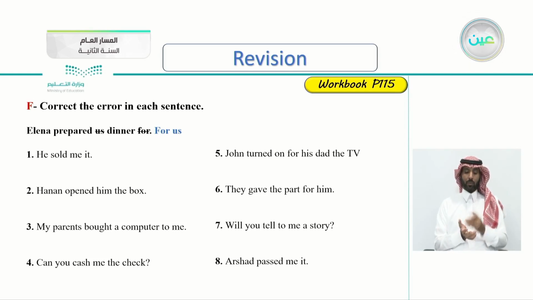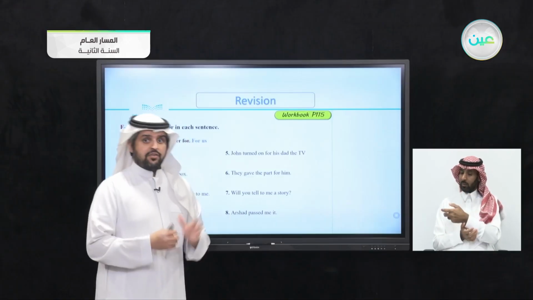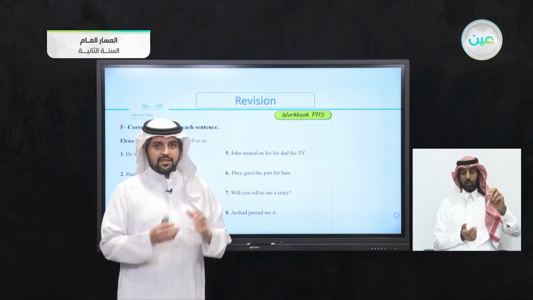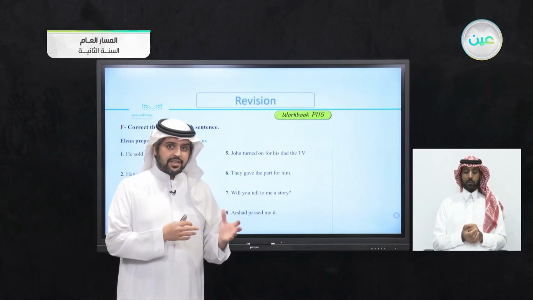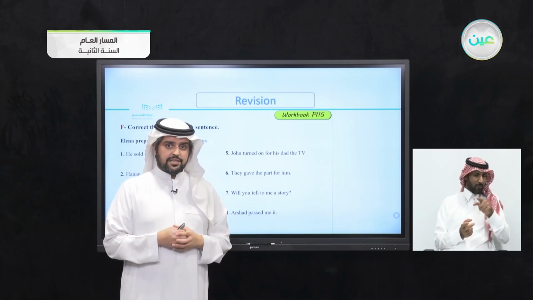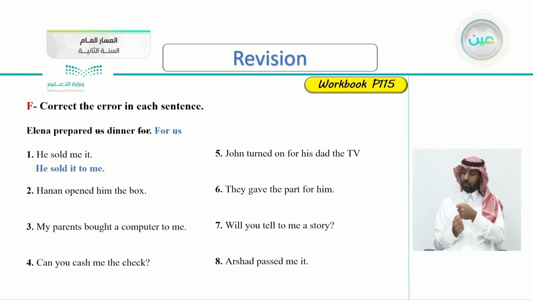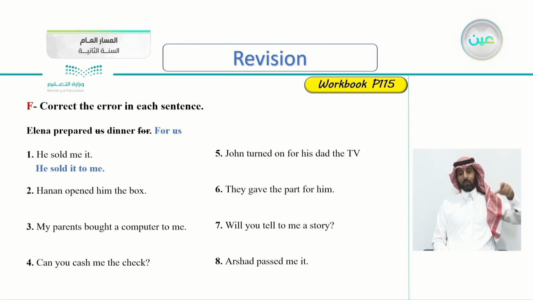He sold me it. Of course, this is a wrong sentence. There's an error here. How do we correct this wrong sentence? Okay, let's see the answer together for number one. He sold it to me. If you remember, this is a direct object here, it, and the indirect, me.